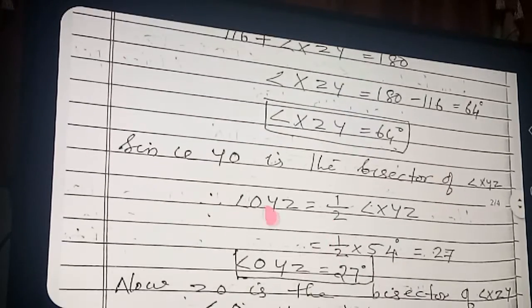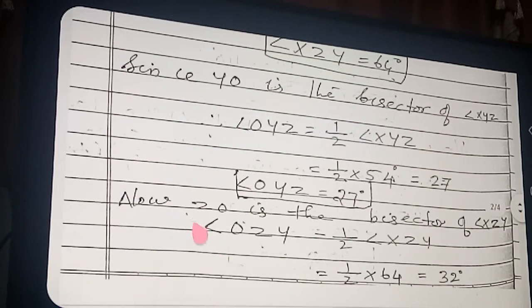See here. OYZ is equal to half of angle XYZ. That is equal to half of 54. So OYZ, how much did we get? 27 degrees. Clear?